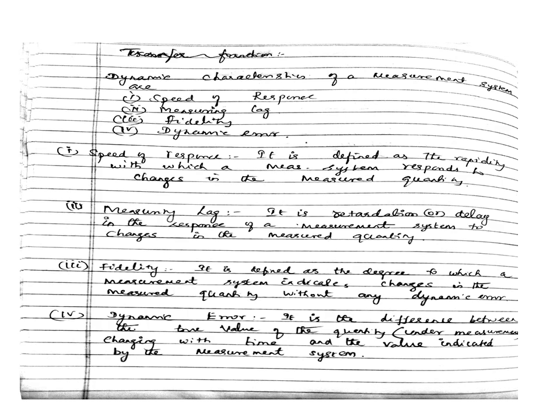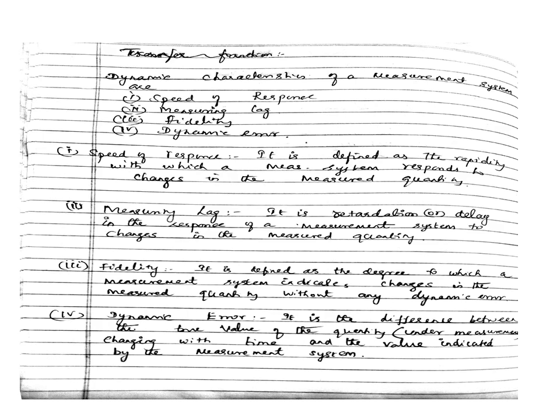Then the dynamic characteristics of the measurement systems. Number one, speed of response, measurement lag, fidelity, dynamic error. The speed of response is defined as the rapidity with which a measurement system responds to changes in the measured quantity. Okay, that is how fast the system is going to respond to the given input. Here the input is nothing but the measured quantity.